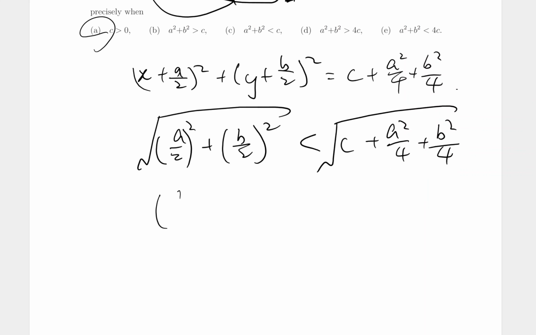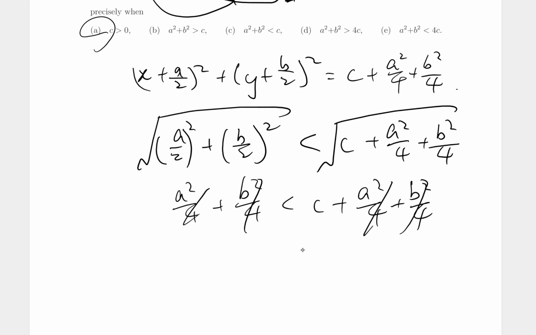So this becomes a squared on 4 plus b squared on 4, less than c plus a squared over 4 plus b squared over 4. And great, these things cancel out, so c is greater than 0. An equivalent thing. All right, so either use the trick or do it the legit way. It doesn't matter. And there we go, A is the answer.